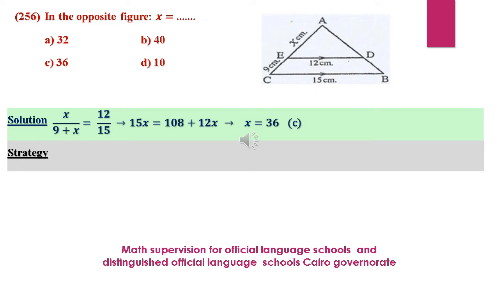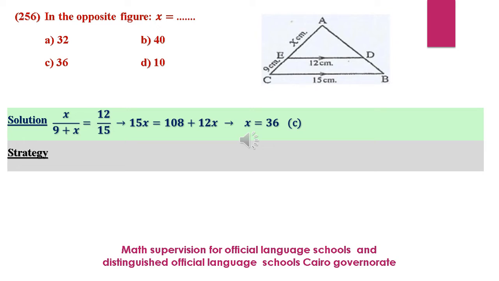We have here two parallel lines inside a triangle. We want to find the value of x. We can say that triangle ADE is similar to triangle ABC. As a result of similarity, AE over AC equals DE over BC equals AD over AB.